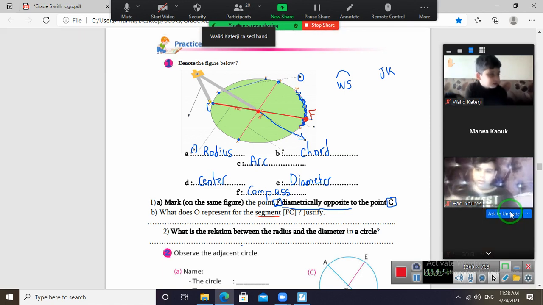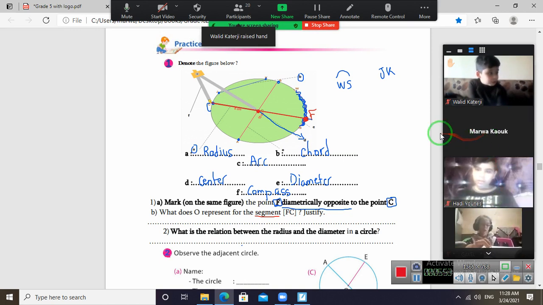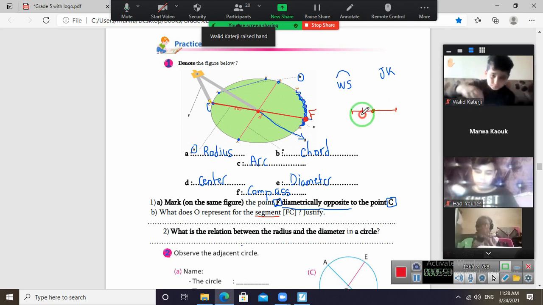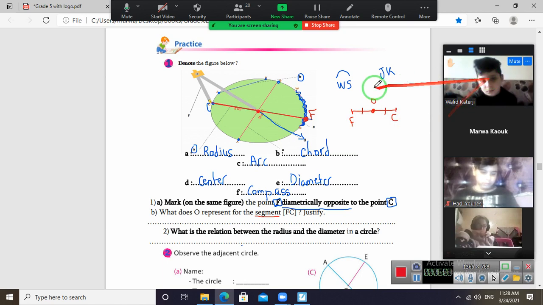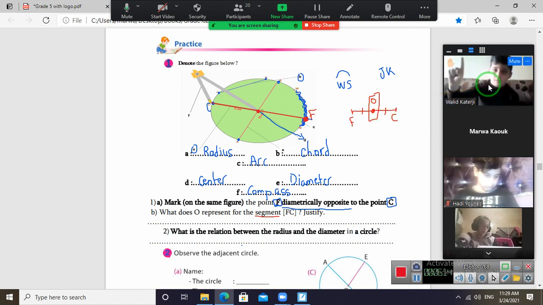When they are asking about a segment, look at me. When I have a segment here, and I will mark a point here, and this part is equal to this part, that means O, and here F, C. What does O represent for the segment now? Not for the circle, for the segment. O in the middle.